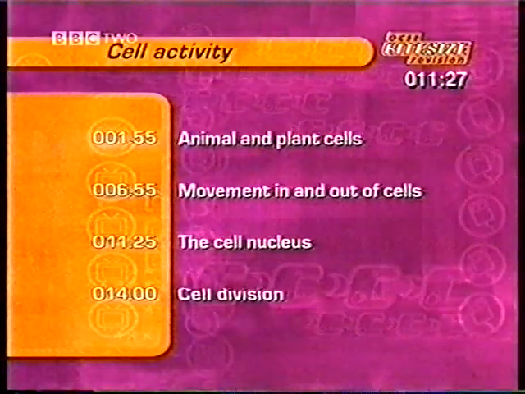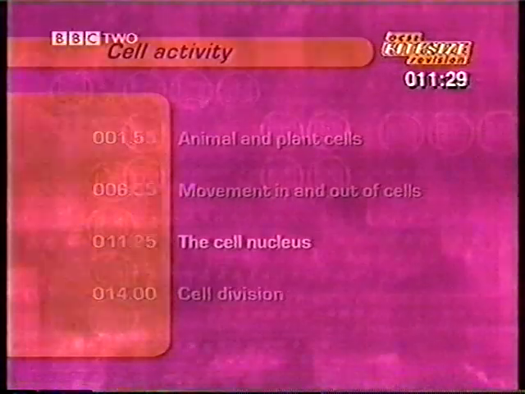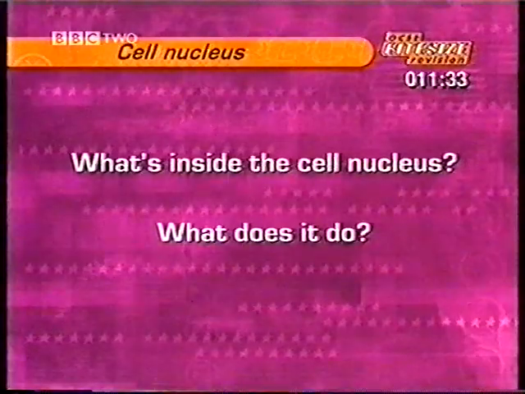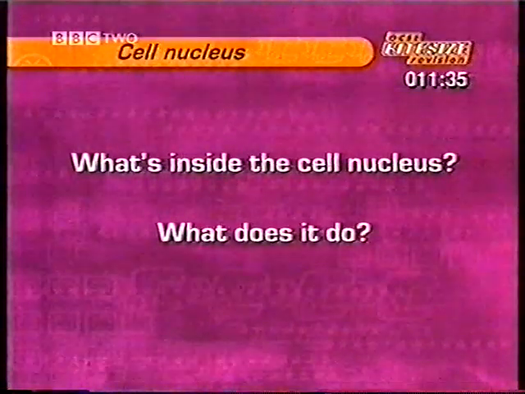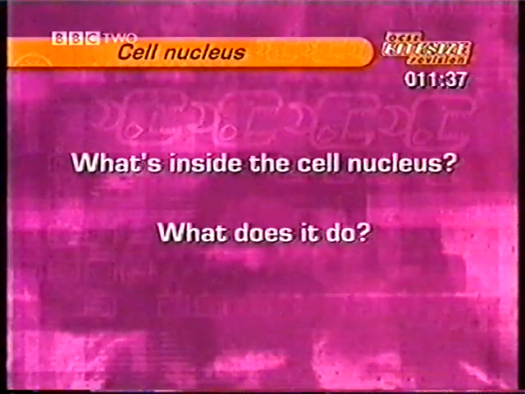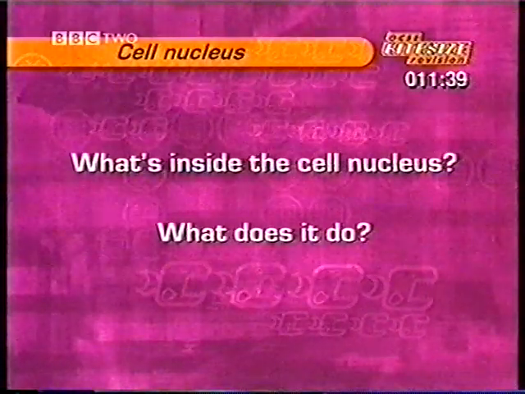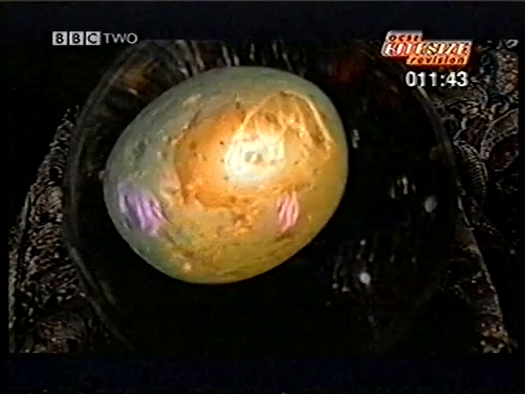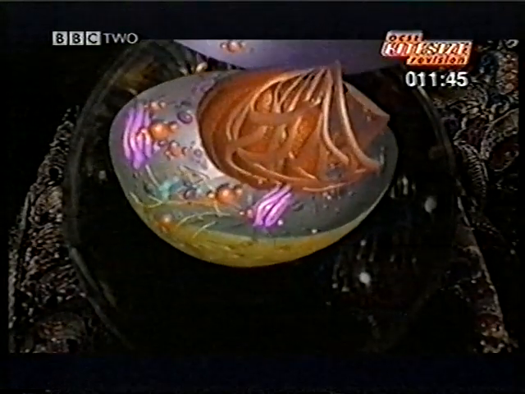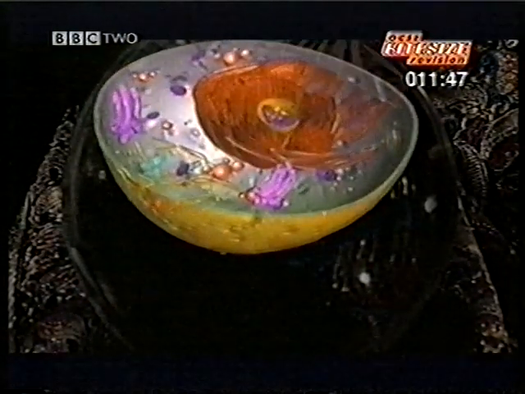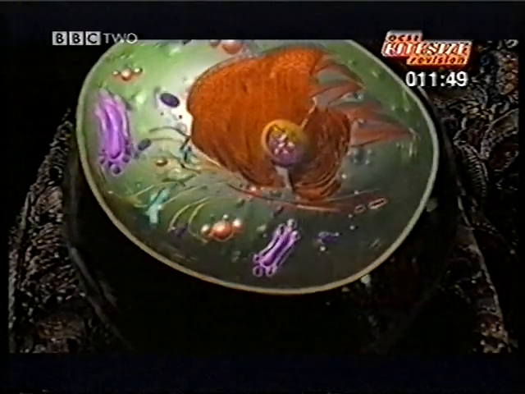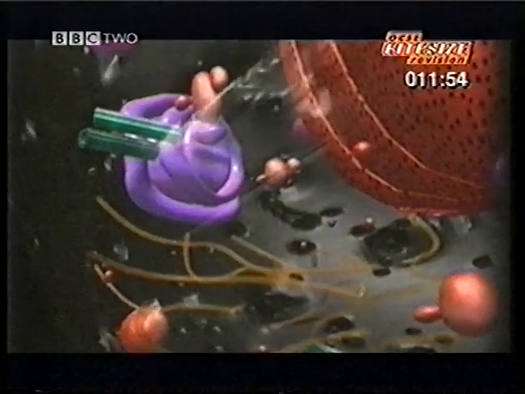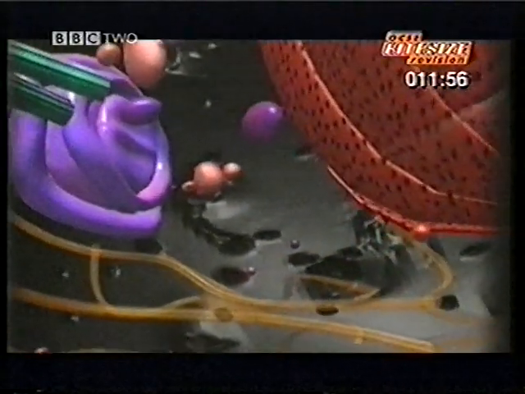This section is about the cell nucleus. What's inside the cell nucleus, and what does it do? As you watch the next clips, note down what goes on in the nucleus. The basic building block for all life is the cell. The tools it needs to carry out its work are inside. These organelles vary, depending on whether the cell forms part of a leaf in a plant, the skin of an animal, or the brain of a human being.